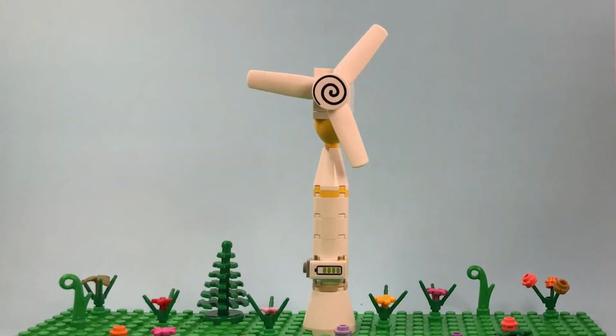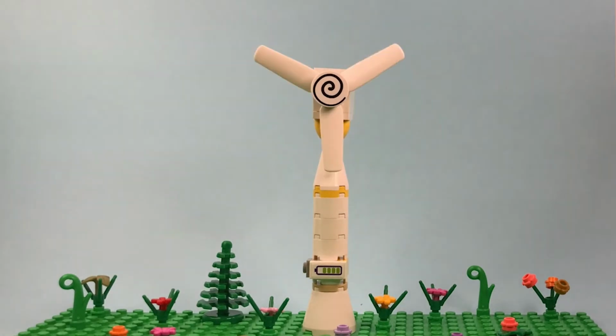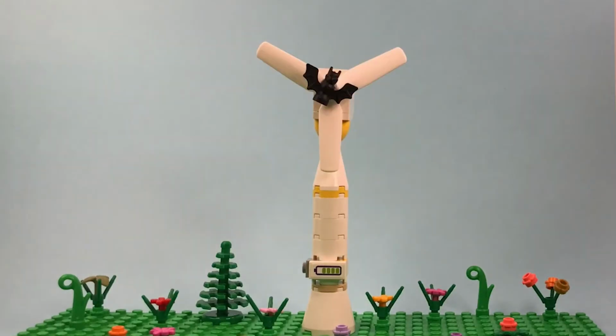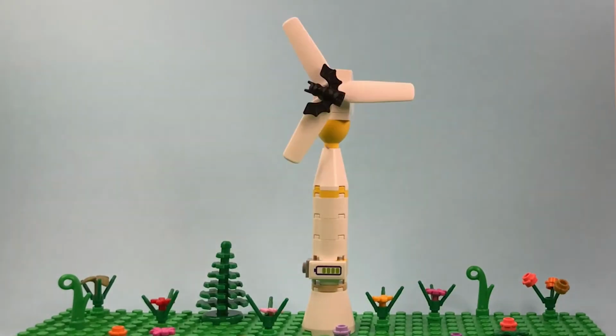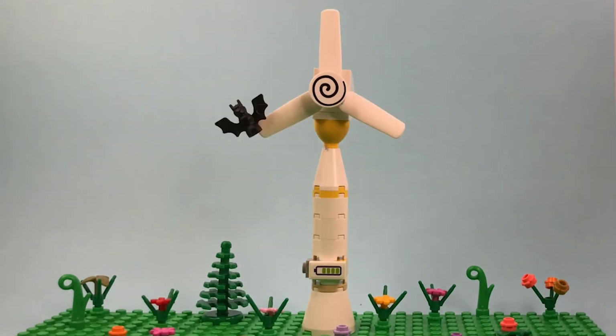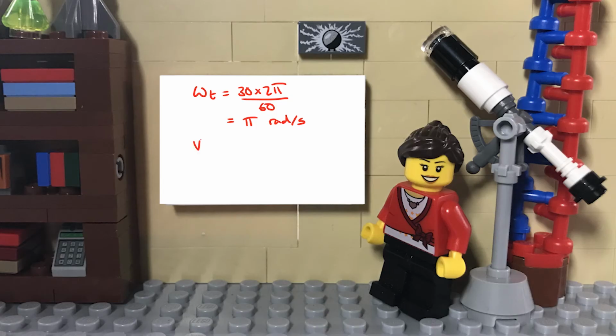So if a wind turbine's blades are 2 meters long and it rotates at 30 RPM, the angular speed of the blades is 30 times 2 pi divided by 60, which equals pi, or 3.14 radians per second. The linear speed of a bat at the centre of the turbine is 0 meters per second, as the distance from the axis of rotation is 0. Whereas the linear speed of a bat at the tip of the 2 meter blade is pi times 2, which is 6.28 meters per second.